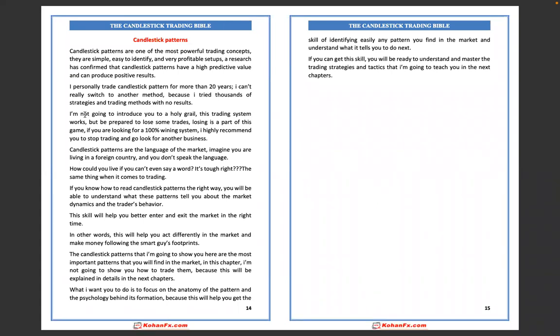Now, I like this part. I'm not going to introduce you to a holy grail. This trading system works. Of course, price action works, but be prepared to lose some trades. Some people blew their accounts today. I'm talking to you. Be prepared to lose some trades. Losing is part of this game. If you are looking for a 100% winning system, I highly recommend you stop trading and go look for another business.